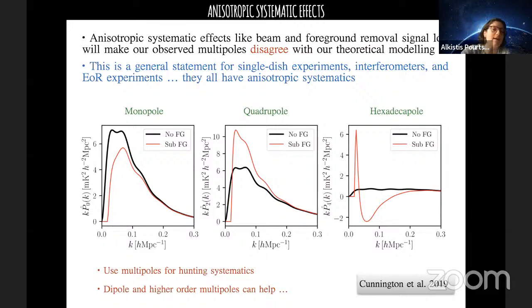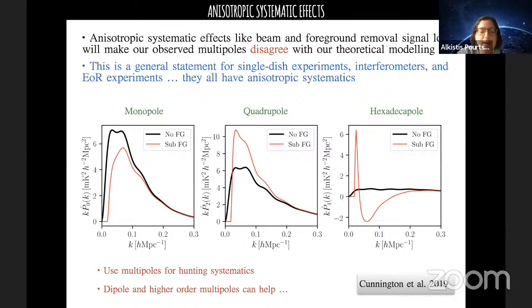So here you see that in the fiducial case, so if we assume perfect foreground cleaning or no foregrounds at all, we have the black lines, monopole, quadrupole, and hexadecapole basically agree completely with the theoretical predictions that we have in optical galaxy surveys. But if you do have foreground removal effects, you get a reduced monopole, you get an enhanced quadrupole, and you get this crazy looking hexadecapole.